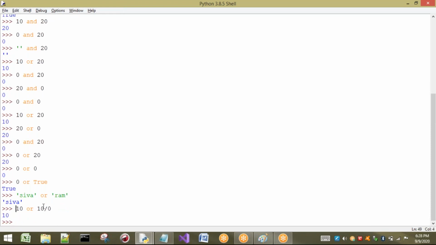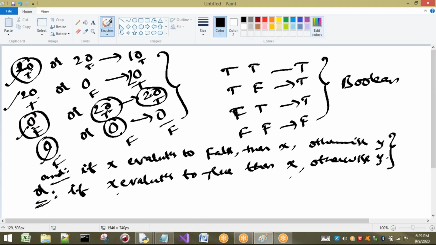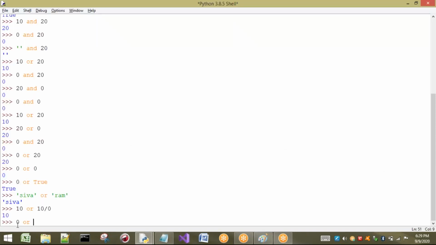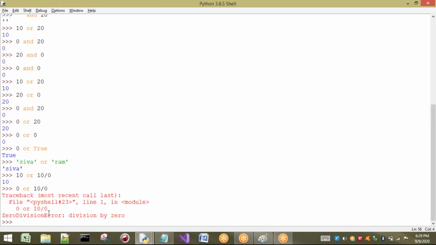Again, I am repeating the same thing. If the first case is true, automatically it will return the X value, so it is returning 10. But if the first case is false, then it has to return Y. If X evaluates to true, it returns X. If it is false, it has to return Y. Then it will evaluate 10 by 0, and once it evaluates 10 by 0, we are going to get an error. That error is a zero division error.